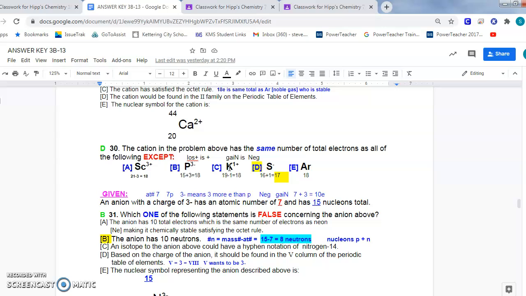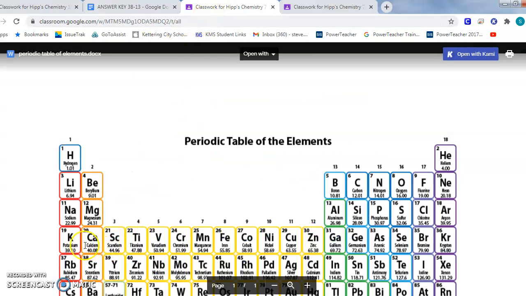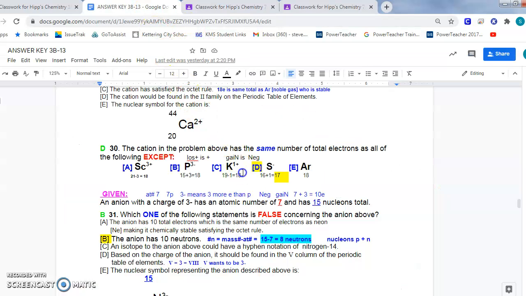Potassium, 1 plus, the potassium ion. If it's plus, that means there's 1 more proton than electron. Here's potassium. It has 19 protons. If it has 1 more proton than electrons, then it only has 18, just like argon. So they all have 18, and calcium 2 plus also had 18. What about letter D? S, and this is 1 minus. If it's S, 1 minus, it means there's 1 more negative than positive.